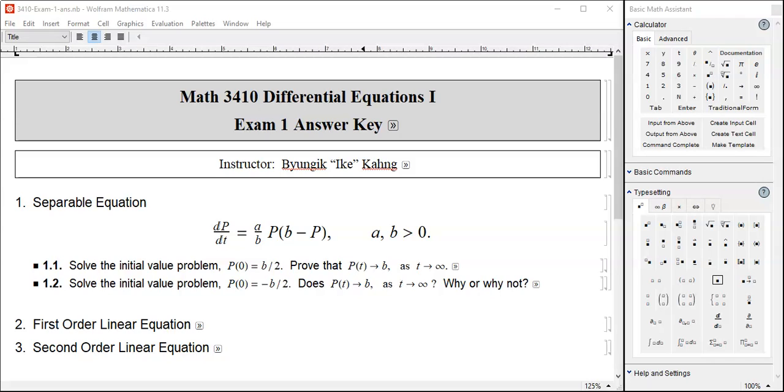Hello students, welcome back. In the previous video, we went through problem 1a. Now let's go to problem 1b. Same equation and different IVC.